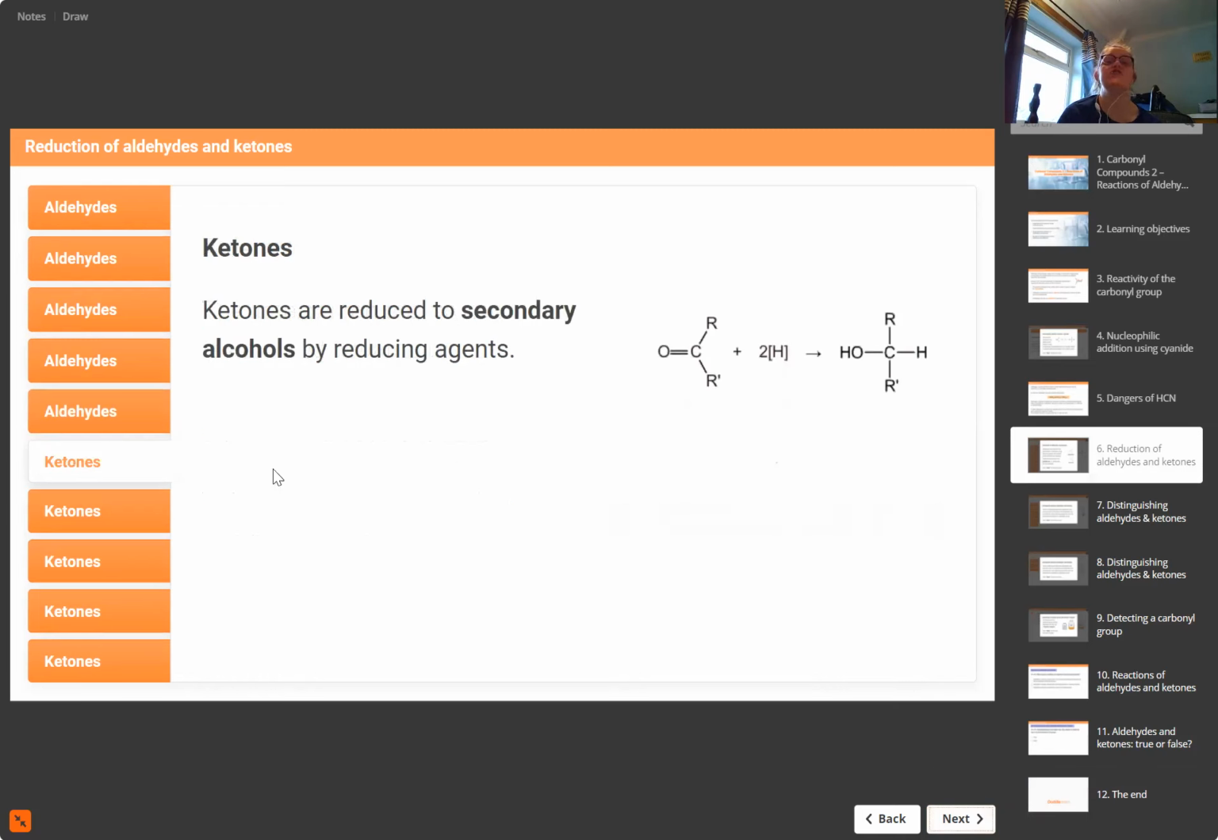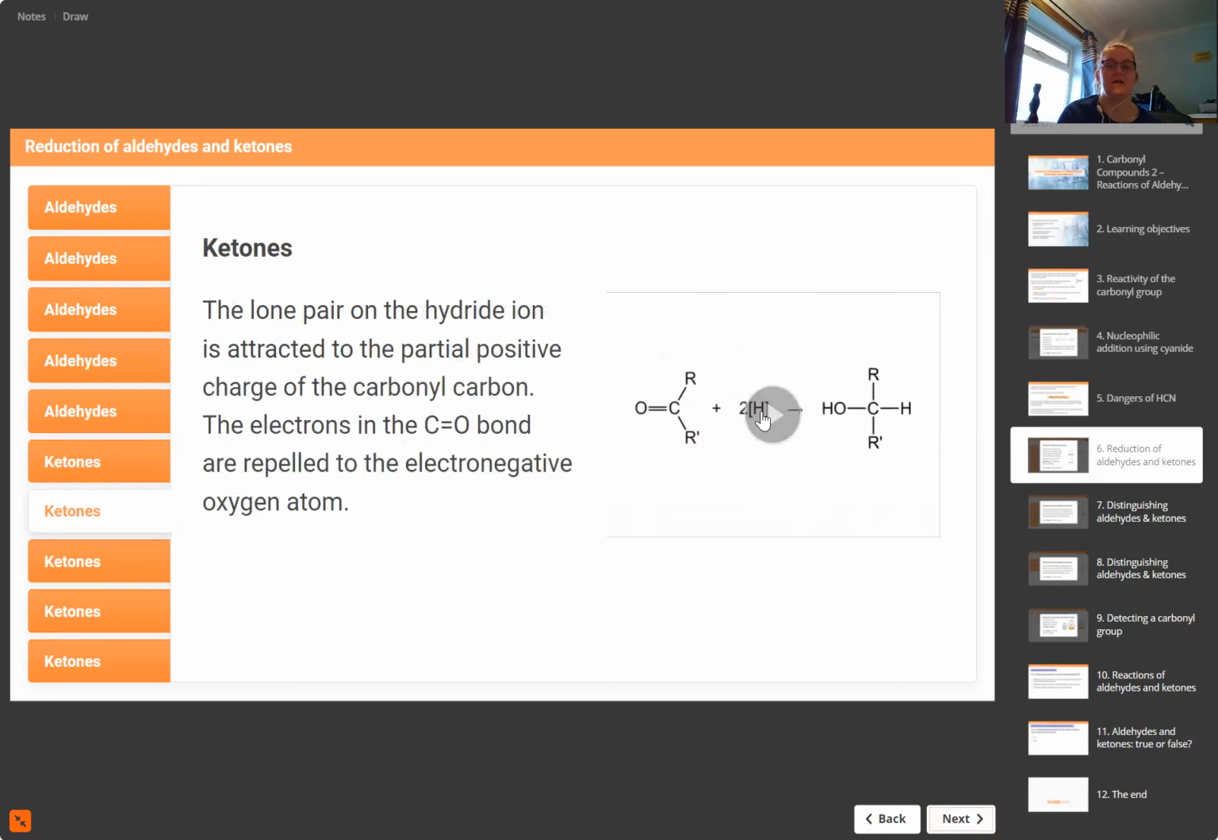Ketones are reduced to secondary alcohols by reducing agents. As such, secondary alcohols are oxidized by oxidizing agents to form ketones. In a similar way, the lone pair on the hydride ion is going to be attracted to that partially positive charge of the carbon on our carbonyl group, and the electrons in that carbon-oxygen double bond are going to be repelled to the electronegative oxygen atom, as we can see here.